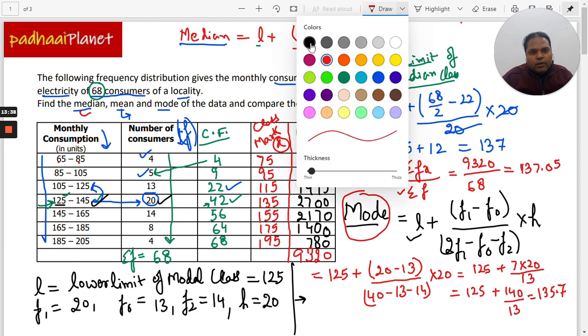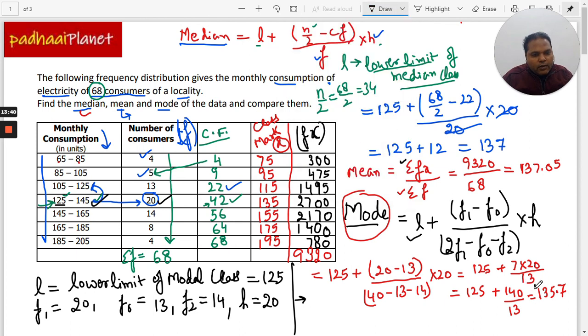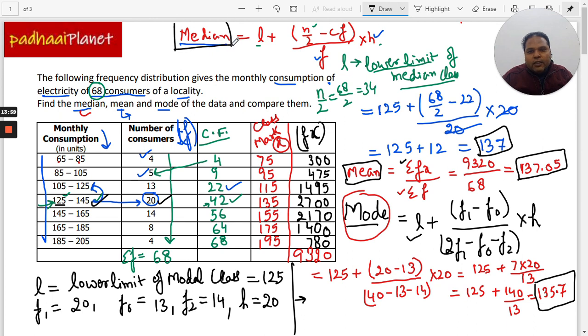Let me use another color here so that it is clear. This is the mode, this is the mean, right, and this is the median of the data. So in this single question we could understand how to find out all these three things: median, mean, and mode of the statistical data.